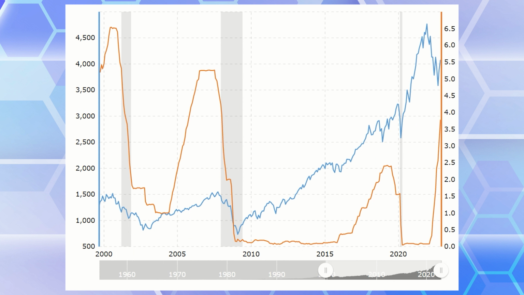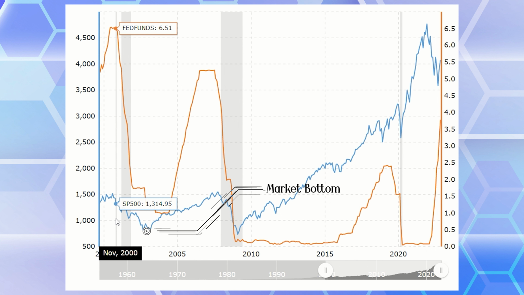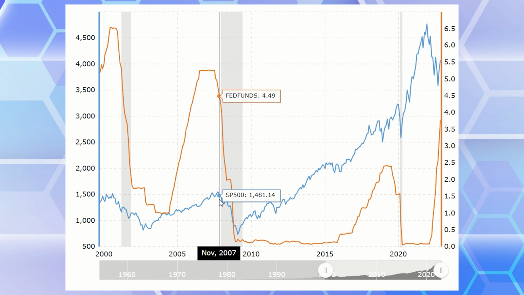Here's the 2000s, and the Fed funds rate is in orange while the market index is in blue. The start of the decreasing of rates, so that's the start of Part 4, is right here. The market keeps going down, and the bottom of the market is well after this point. In other words, the bottom of the market, aka the start of the next bull run, occurs several months after the start of Part 4. This bull run lasts until the next bear cycle, and in this case was the 2008 financial crisis.